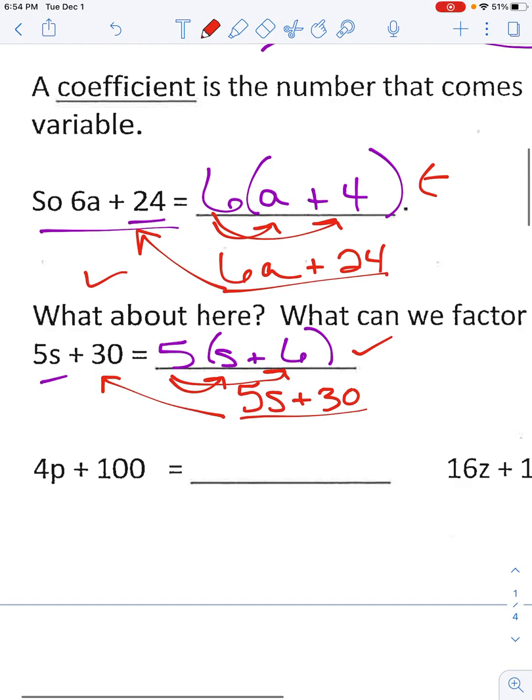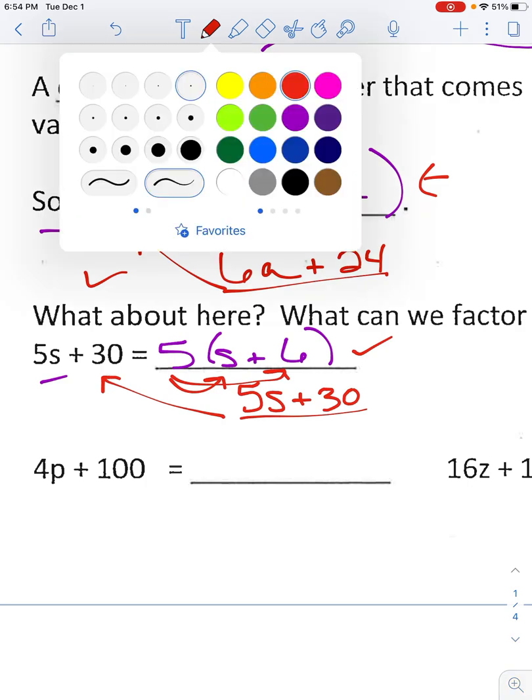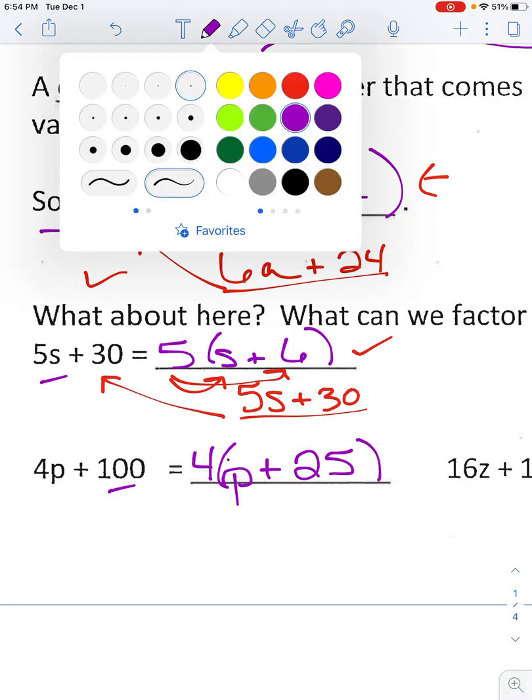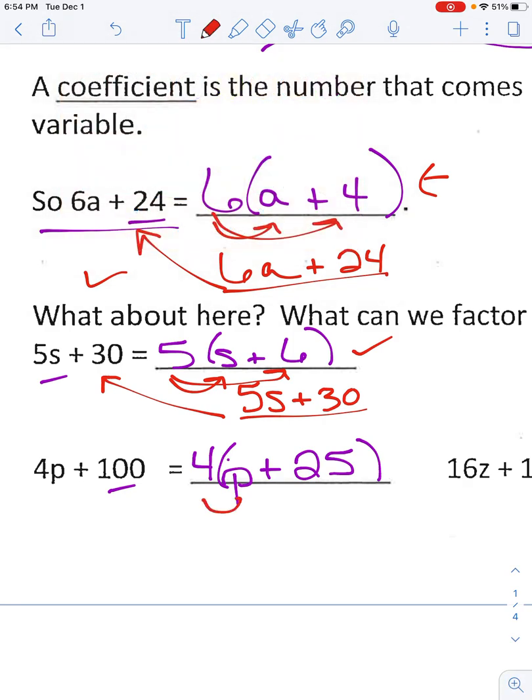Okay, hopefully you're getting the hang of these. 4p plus 100. Factor that they both have in common. Well, they have a 2 in common, but you always want to choose the greatest factor they have in common. So that would be a 4. 4 divided by 4 is 1p. 100 divided by 4 is 25. So that's what it should look like.